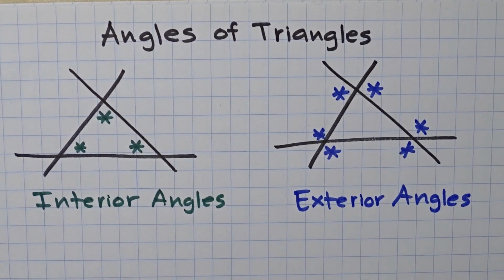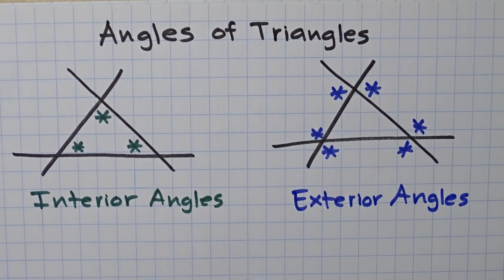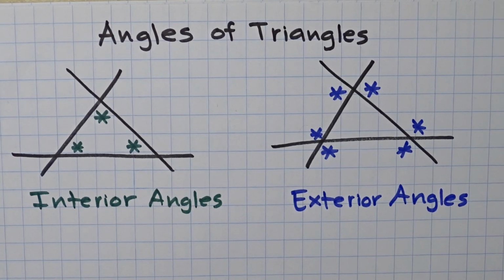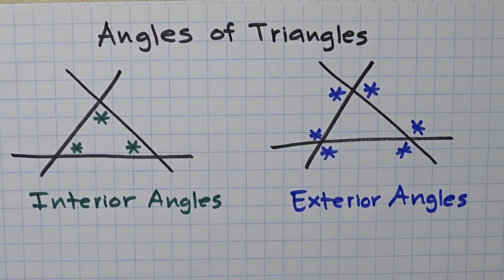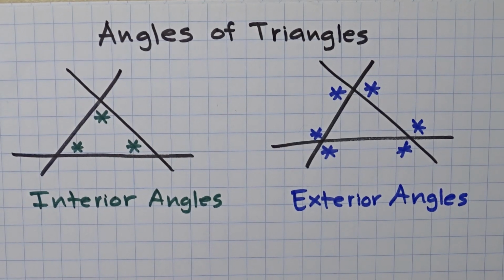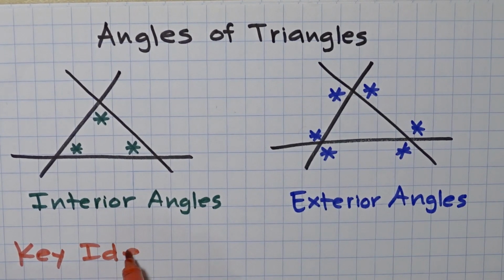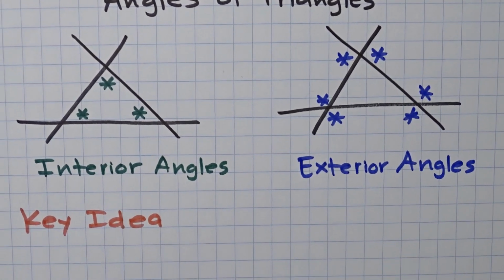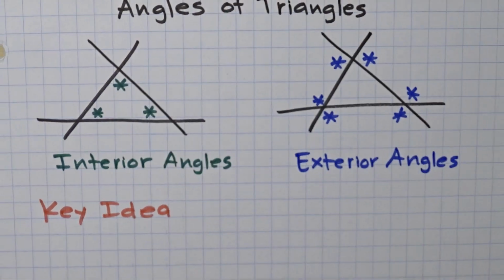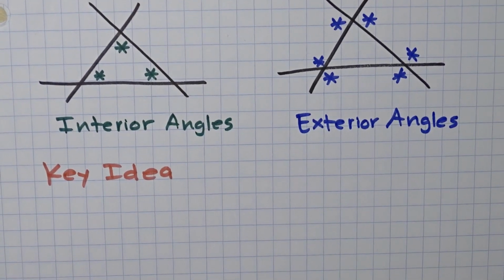So why is it important? Well, there's a key idea that when you're trying to find one of the exterior angles, you're going to have to understand the interior angles and vice versa. So a key idea is to consider the fact that all of the angles in a triangle will add up to be 180.